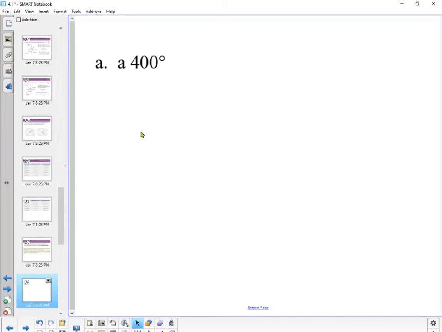A 400 degrees. Give me the smallest possible coterminal angle from 400, negatives included. Find me the smallest. What is the smallest coterminal positive possible here? Positive.